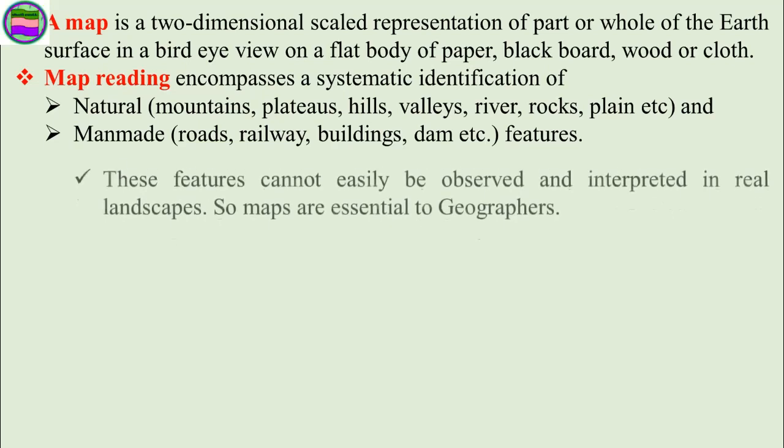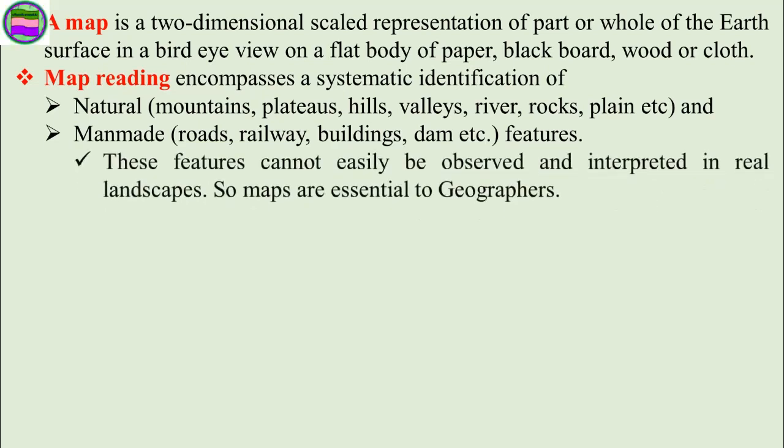These features cannot easily be observed and interpreted in a real landscape. So maps are essential to geographers. For example, we have different mountains, plateaus, hills, valleys, rivers, rocks, plains, roads, railways, buildings, caravans, whatever different features are there. In reality, it is difficult to observe, and also difficult to interpret what it looks like.